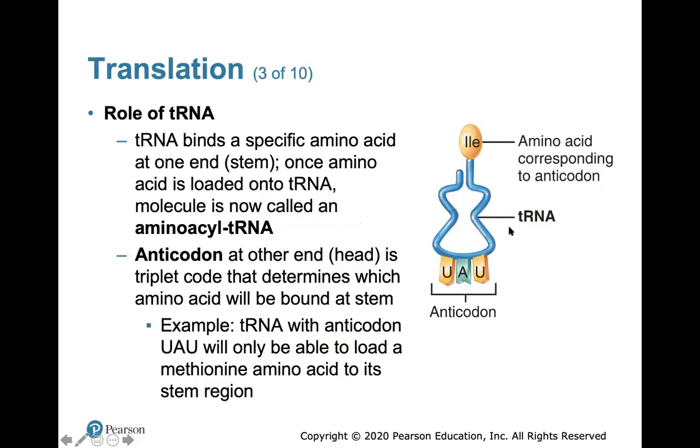The role of transfer RNA then. So transfer RNA binds a specific amino acid at one end. And once the amino acid is loaded onto the transfer RNA, it changes its name, and the anticodon at the other end, called the head, is a triplet code that determines which amino acid will be bound at the stem. So for an example, the tRNA with the anticodon UAU will only be able to load a methionine amino acid to its stem region.